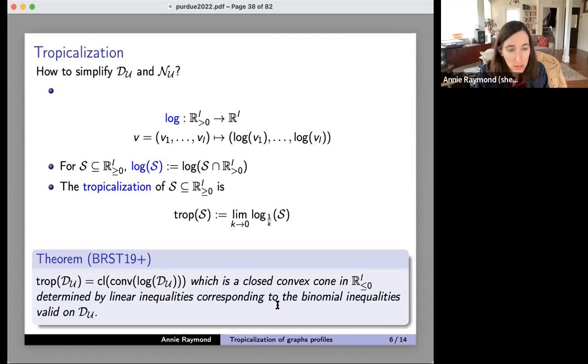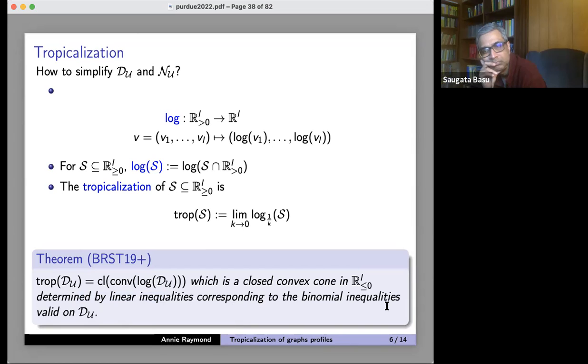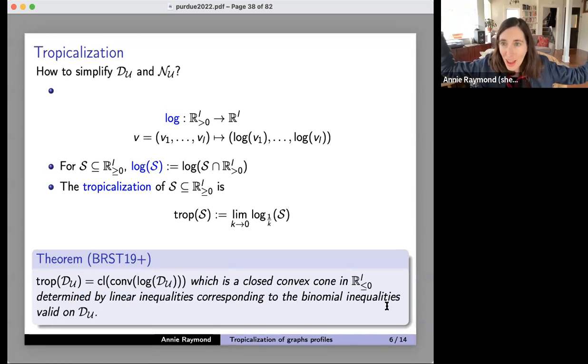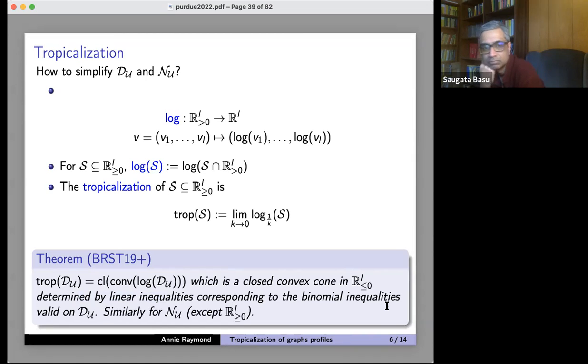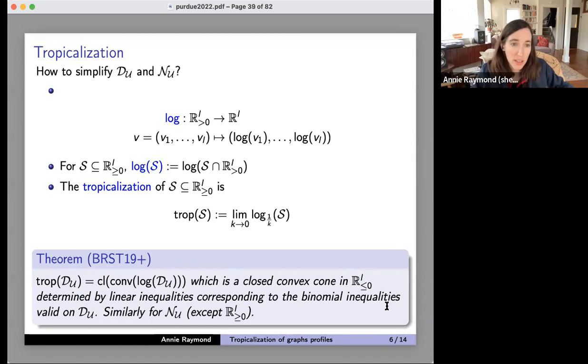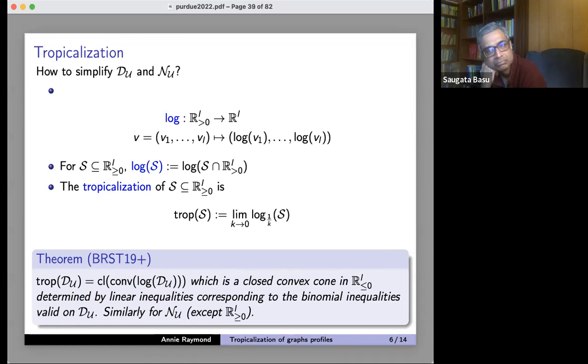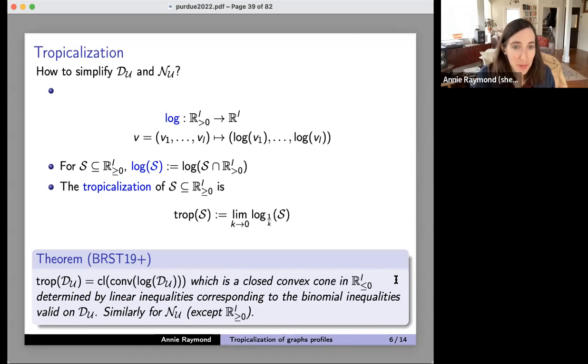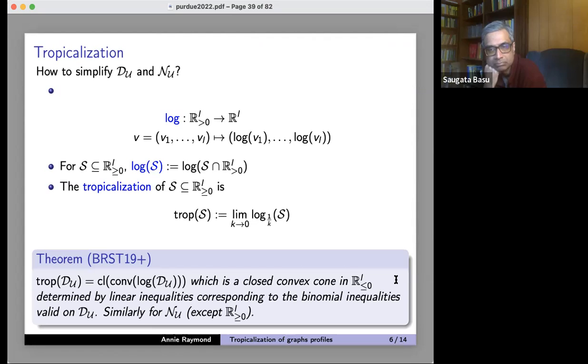And so what are we keeping? What is the closed convex cone retaining for the information? It's determined by linear inequalities that correspond to the binomial inequalities that were valid on your density profiles. So you're losing everything except for the pure binomial inequalities. The same is true for the number profile, except that it will be in the non-negative orthant versus the non-positive orthant, just because numbers are between 1 and infinity and they're integers, whereas here we're between 0 and 1, and we have real numbers to start with.